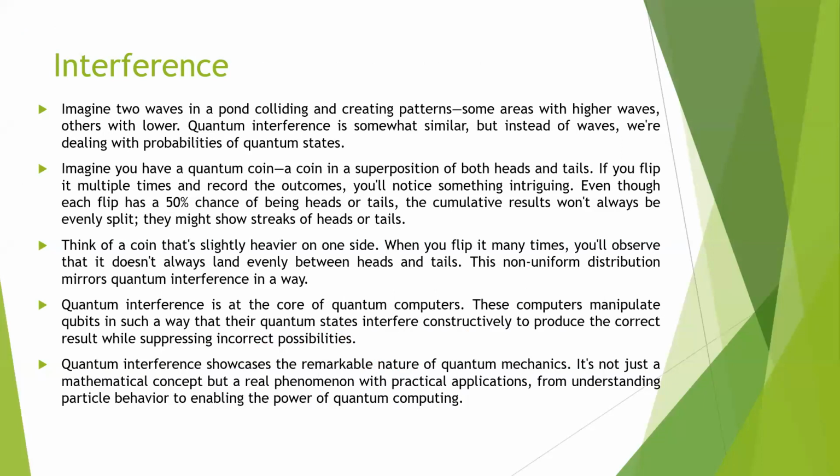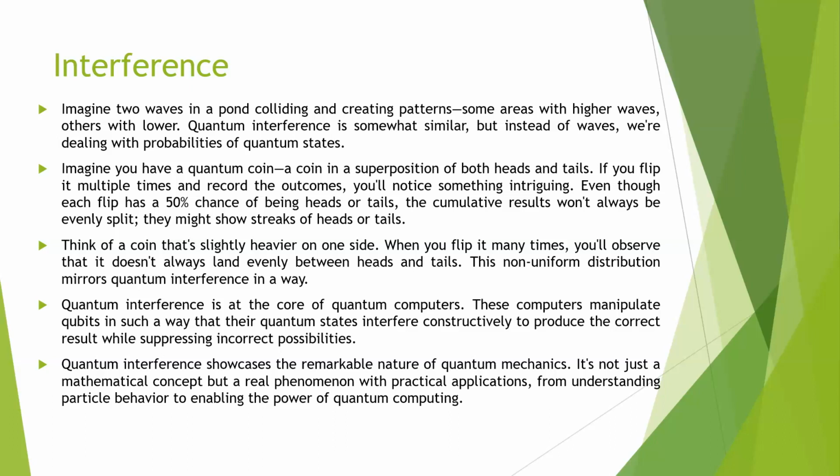Imagine two waves in a pond, colliding with each other and creating patterns. Some areas have higher waves, others lower. Quantum interference is somewhat similar, but instead of waves, we are dealing with probabilities of quantum states. Imagine you have a coin in a superposition of both heads and tails. If you flip it multiple times and record the outcomes, you will notice something intriguing. Even though each flip has a 50% chance of being heads or tails, the cumulative results won't always be evenly split. They might show streaks of heads or tails.